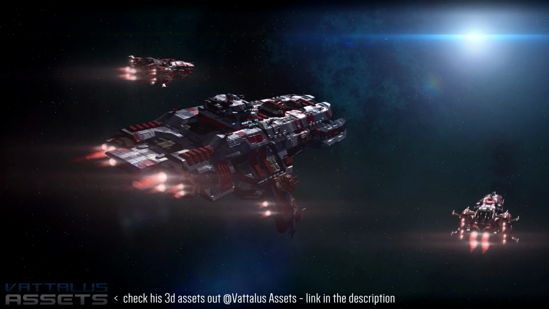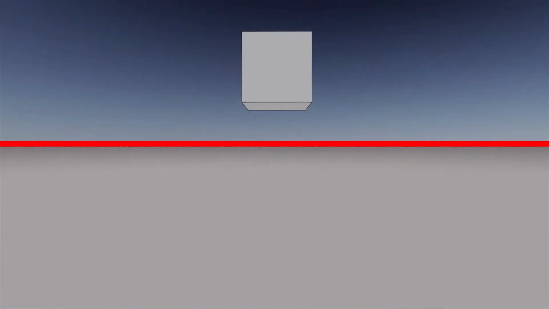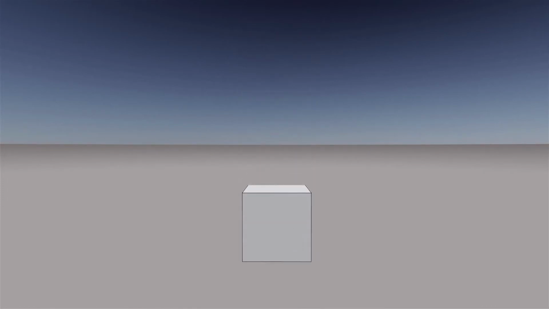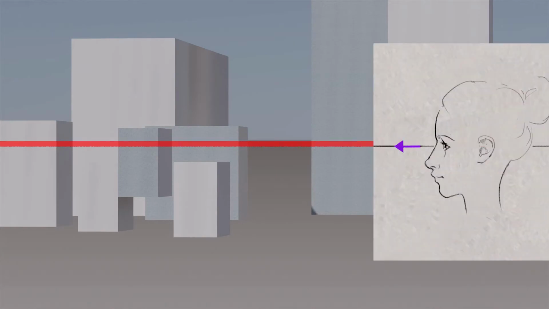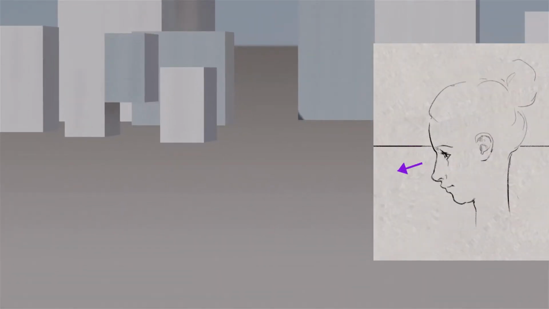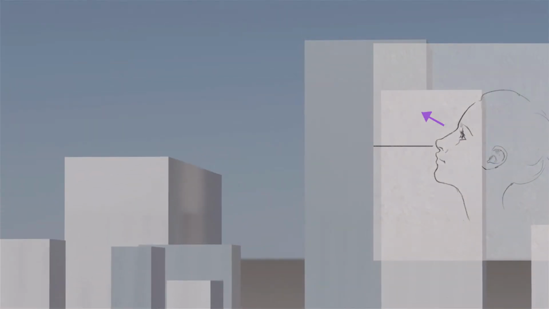We need it because a characteristic of this line is that everything drawn above it we are looking up at, and everything drawn below it we are looking down at. And the position of this line on the page decides the angle at which we look into the scene. So let's look at the box in perspective.